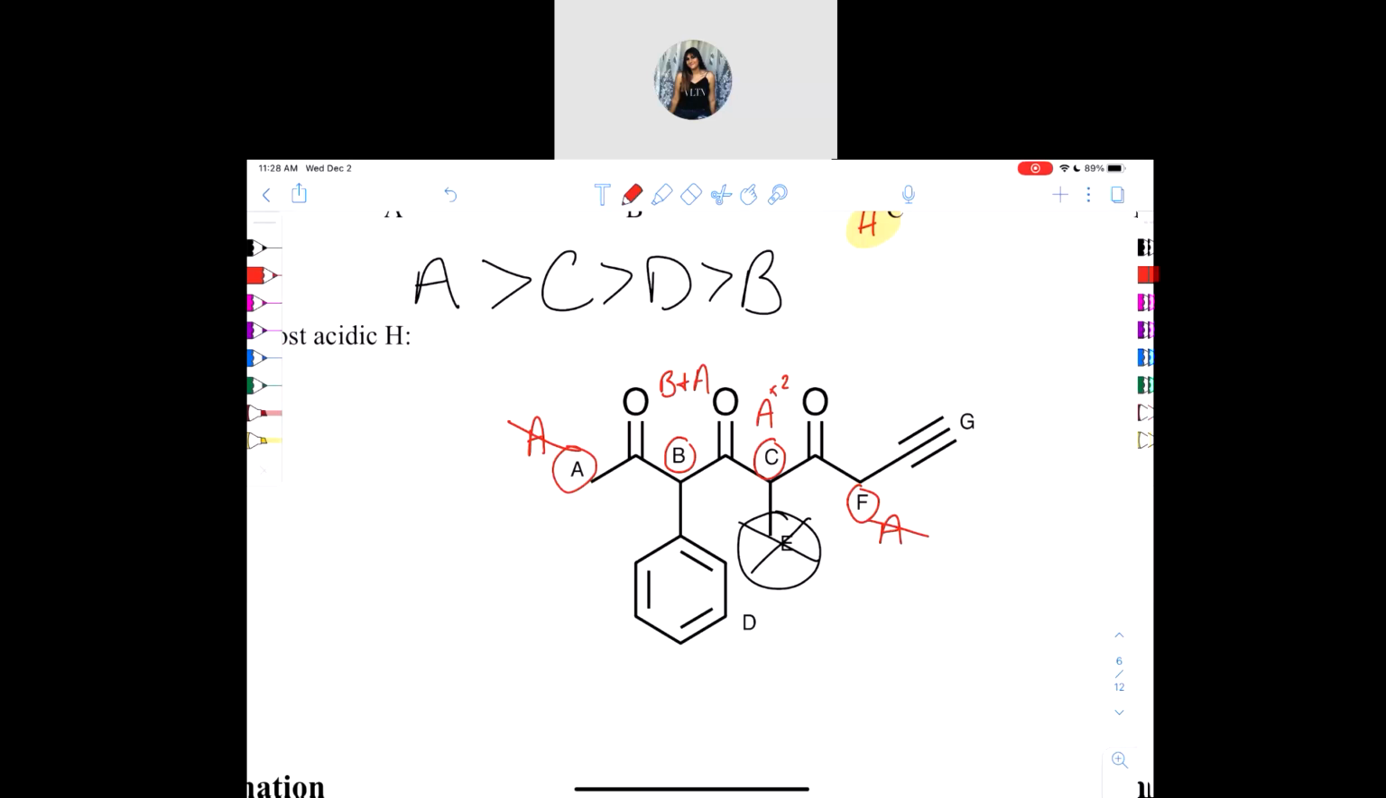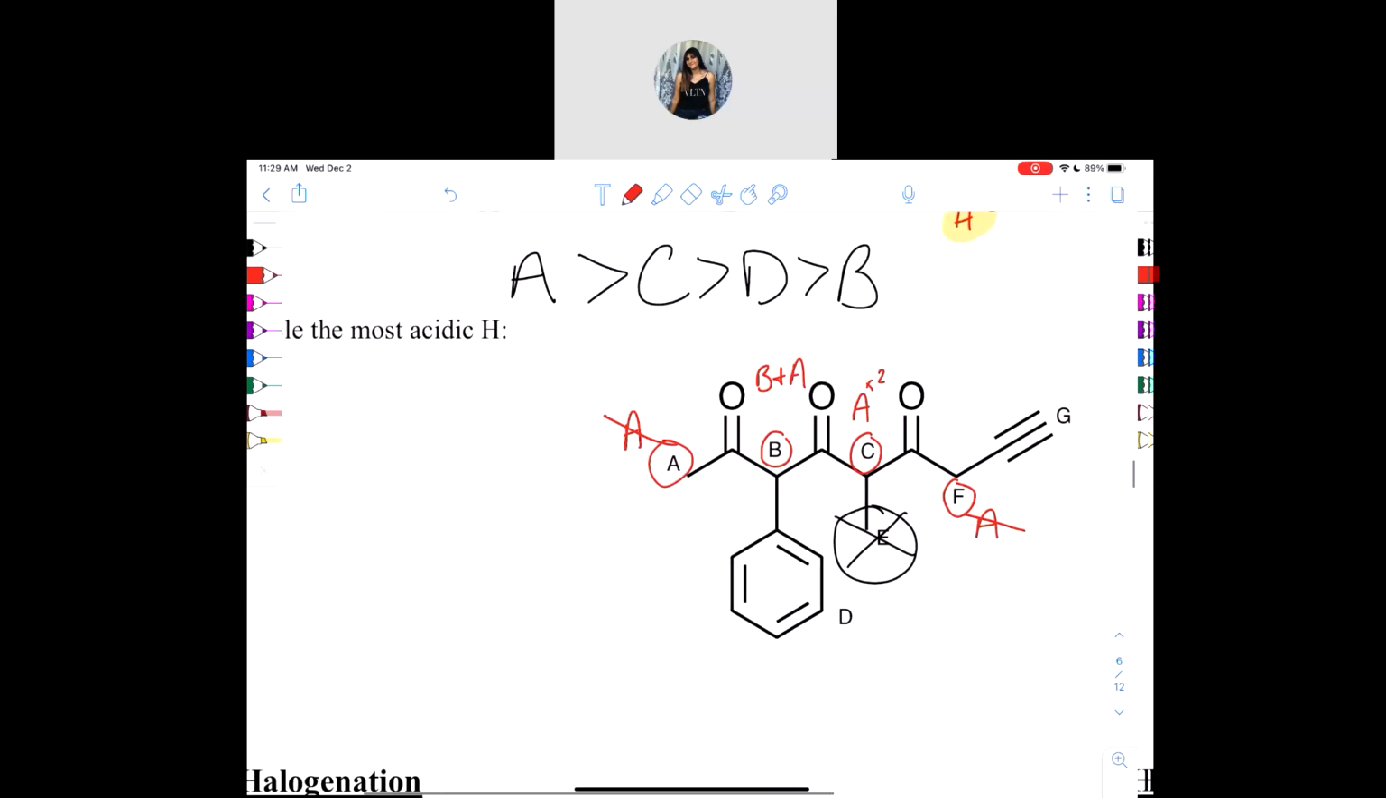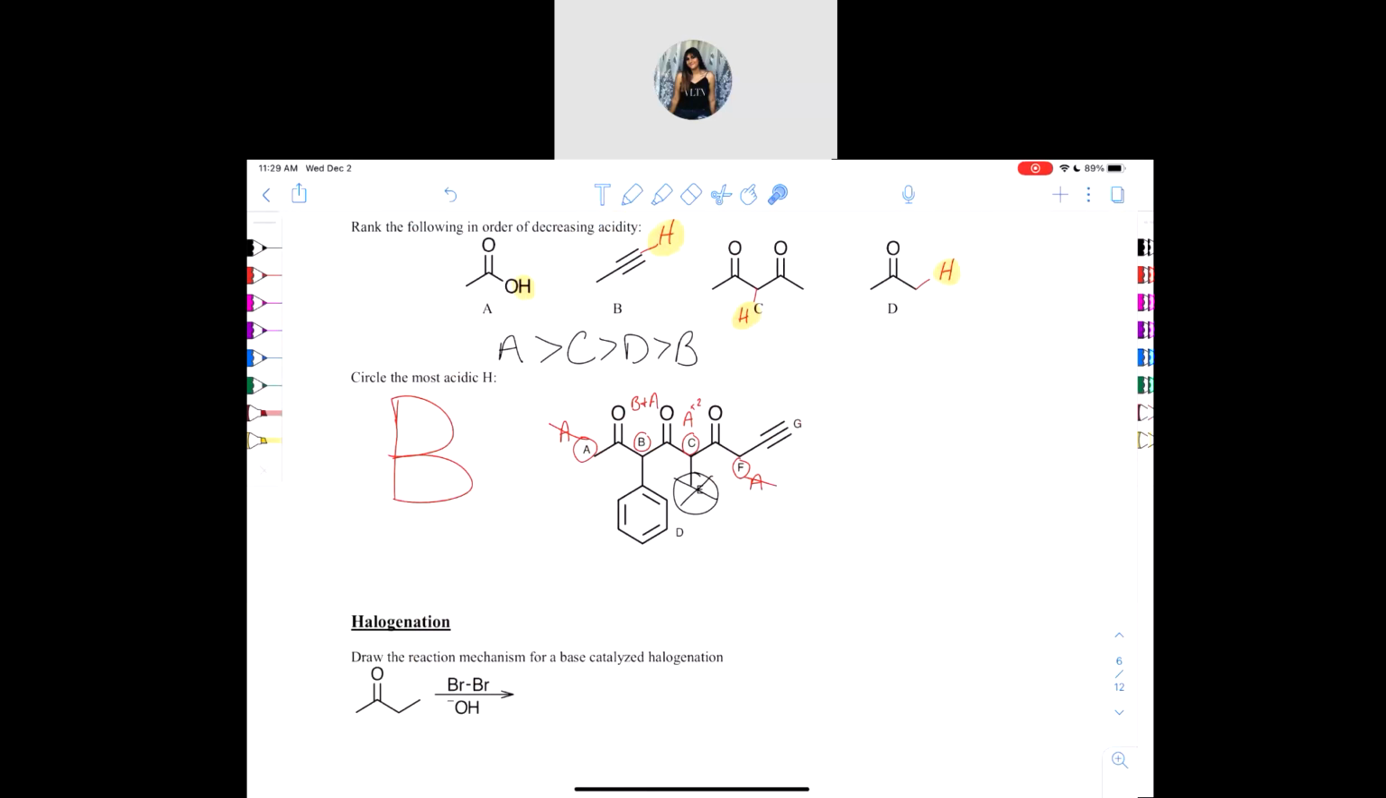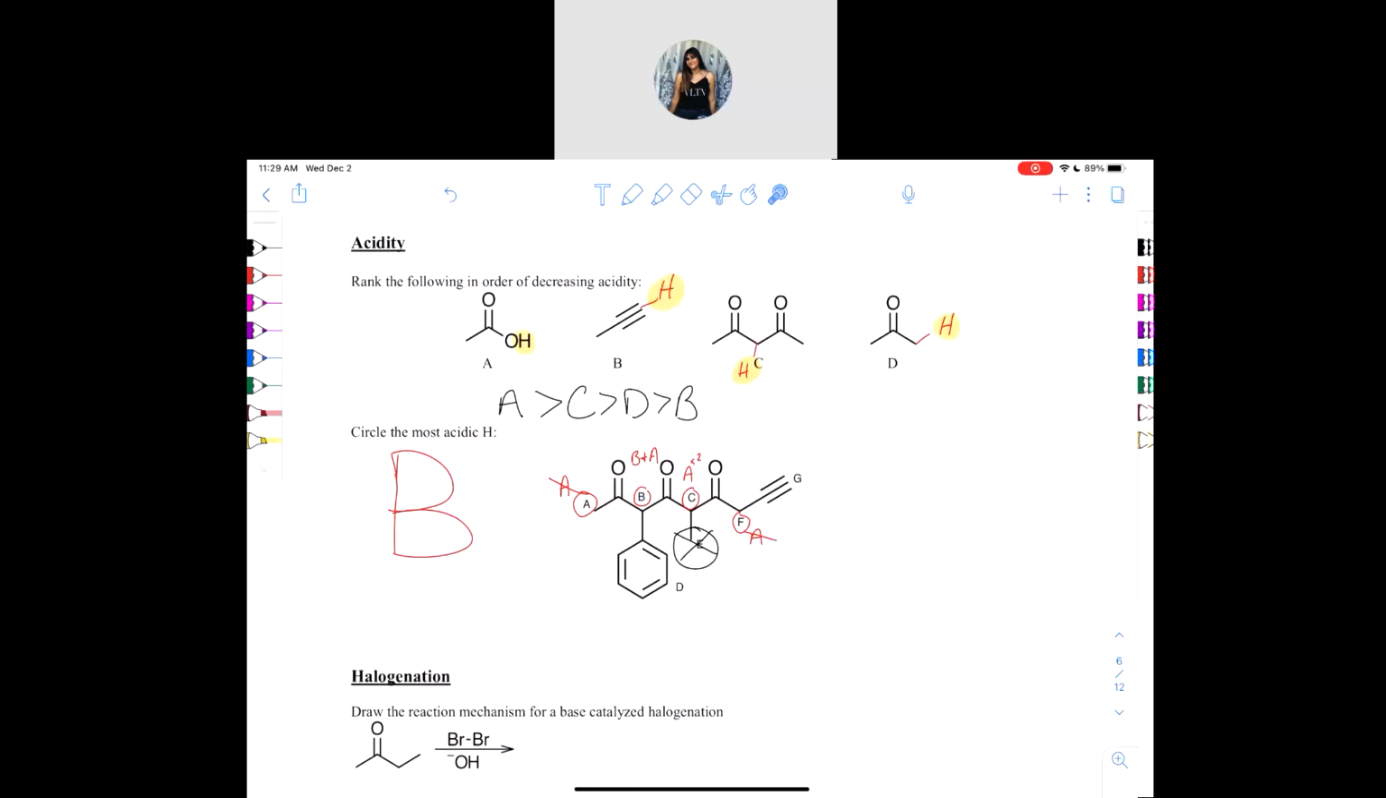Between B and C, which one do you think will be more acidic? B, exactly. So I'm going to write it here. B will be the most acidic because it's on 2 allylic positions and the benzylic position. So it's super, super stabilized. Any questions about acidity?